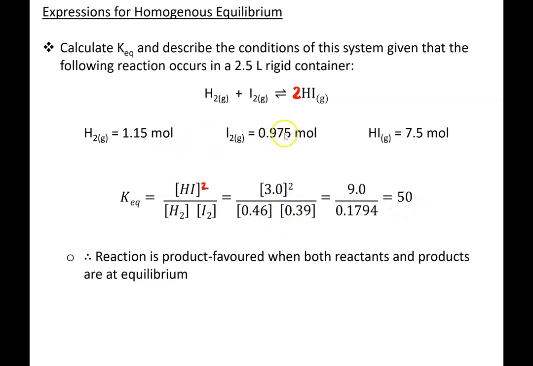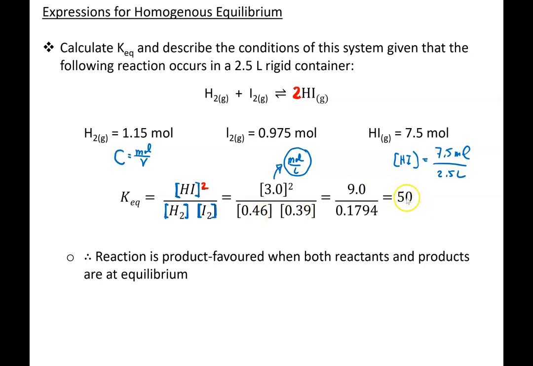Now, converting your mole values into a molar concentration is a common step that students will forget. So remember, these square brackets represent molar concentrations. And molar concentration, C, is equal to moles divided by the volume. So for the concentration of HI, I took 7.5 moles divided by the volume, 2.5 liters, and that gave me 3.0 moles per liter. I did the same for the other two reactants, taking their mole values divided by the volume, and that's where I got these values at the bottom.